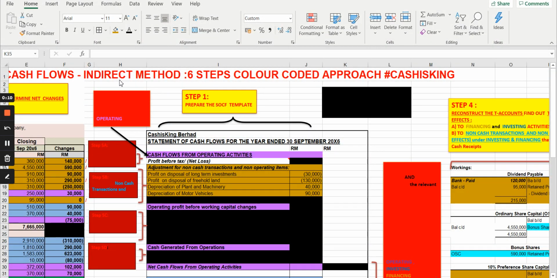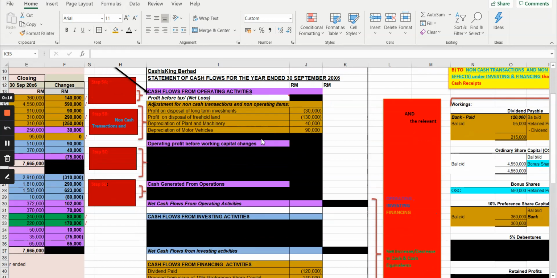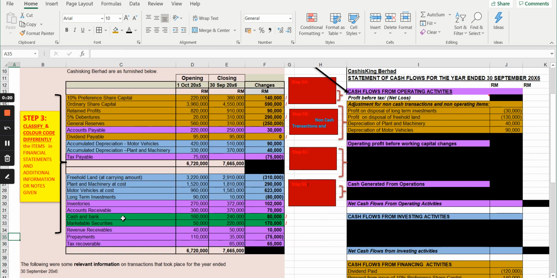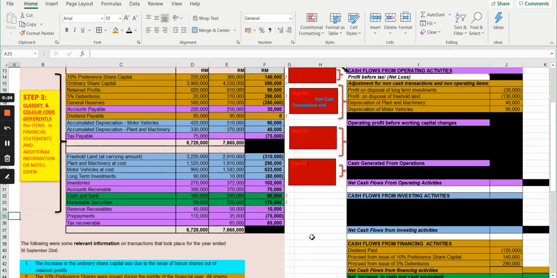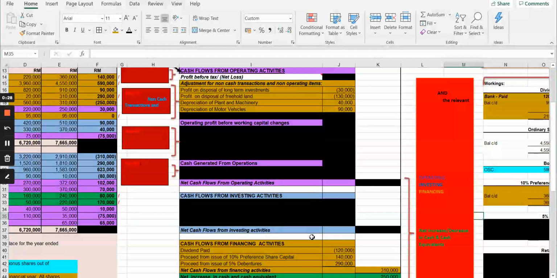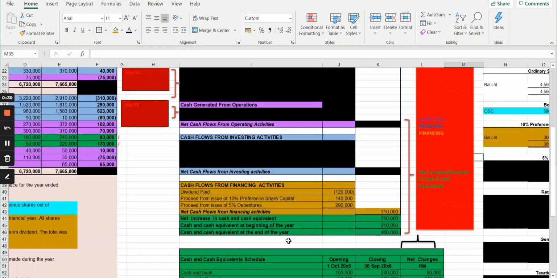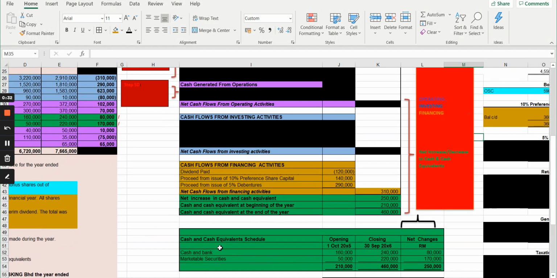Welcome back to the second part of the videos on the preparation of statement of cash flows using the indirect method, where we are using the 6 steps color coded approach. This is the second part of the video for a company called CashisKing Bhd. We have already done the first part, which is to calculate the cash and cash equivalent, where I used the bottom up approach, and I have already settled the part on cash and cash equivalent up till the cash flows from financing activities.